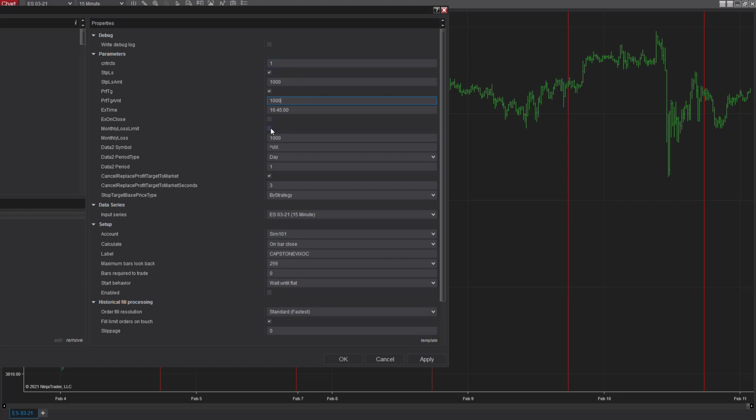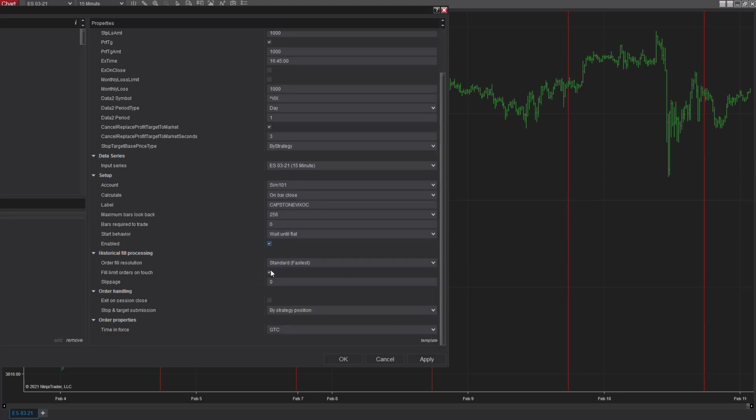If you use the monthly loss limit, make sure you go back more than a month so it can calculate what the loss is on that month. We're not using that by default, and so if you don't use that, you can go back a few days. But if you use the monthly loss limit, make sure that you have a month's worth of data on your history. We use the VIX. It's using a 1 day symbol, and you can cancel and replace the profit target with a market order after 3 seconds if it's not filled. That's what I prefer to do. You can uncheck that and hold for it to trade through and make sure you're filled. These are the standard input settings.